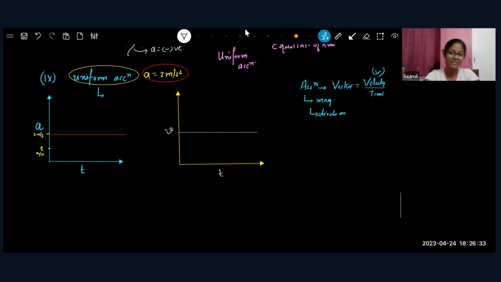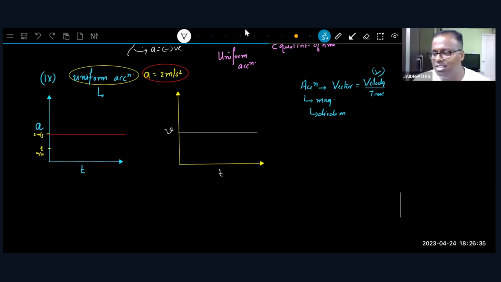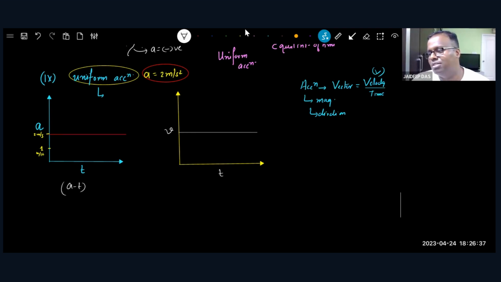Yeah. Uniform. So it has to be a VT graph. This is what graph, beta? This is an AT graph. This is a VT graph. What is this representing? Uniform velocity. Over the last 100 years, the velocity has been the same. Over the last 100 years, the acceleration has been the same. You get it?